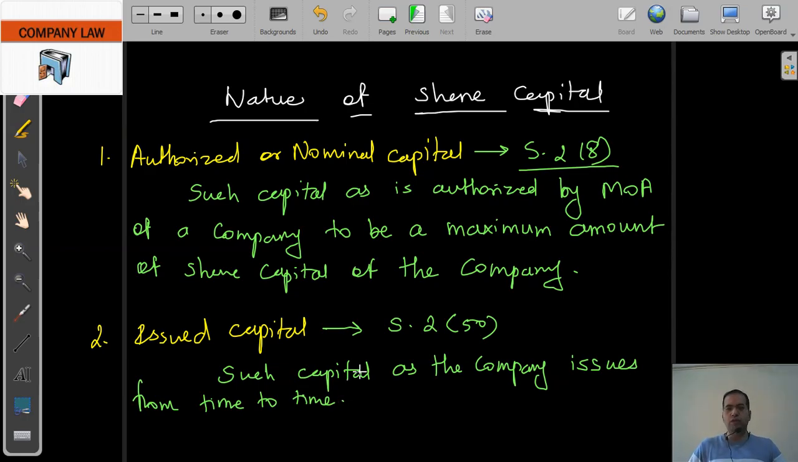Okay, so let's assume that a company has the authorized capital of rupees 5 lakh. Now the company may not go for the issue of 5 lakh, because right now it requires, let's assume, 2 lakh rupees of the capital. So the company may come up with the issue of 2 lakh right now, and later on, as and when it requires more capital, the company will have the liberty to issue the remaining 3 lakh rupees of the authorized capital which is pending. Now, issued capital is what? It is a part of the authorized capital which has been issued by the company, from time to time.